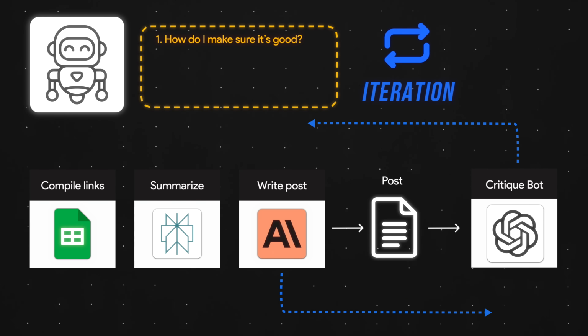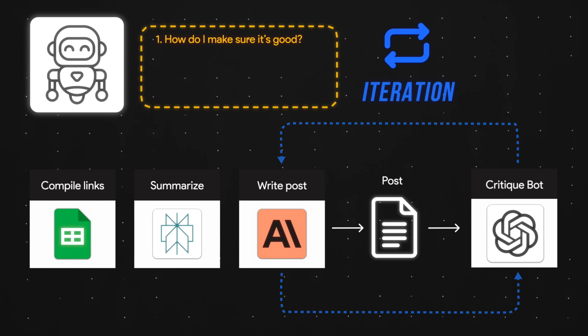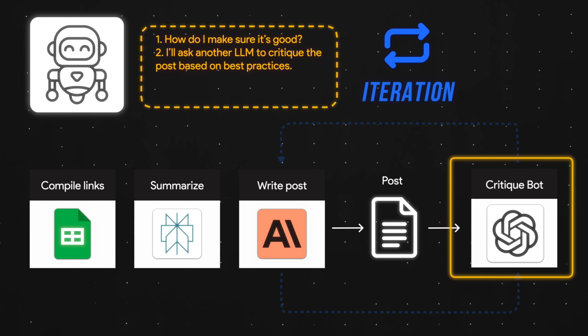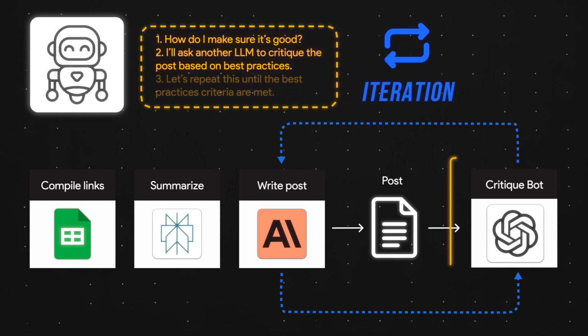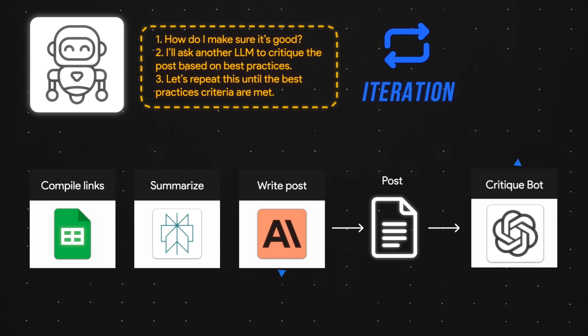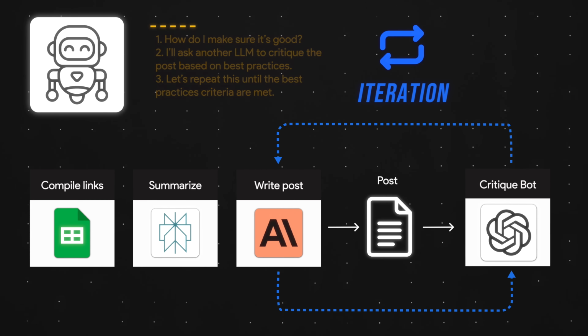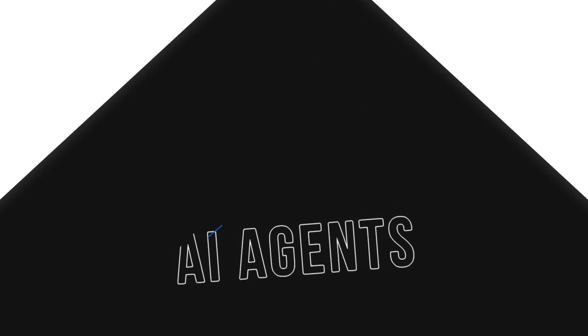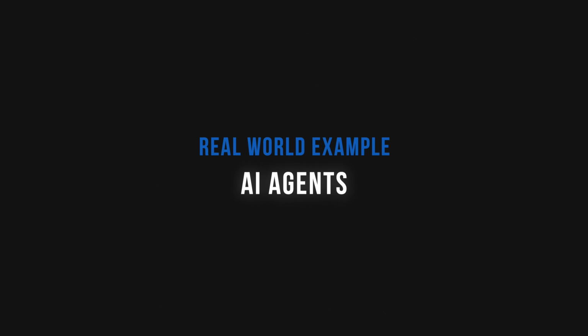Okay, I've drafted V1 of a LinkedIn post. How do I make sure it's good? Oh, I know. I'll add another step where an LLM will critique the post based on LinkedIn best practices. And let's repeat this until the best practices criteria are all met. And after a few cycles of that, we have the final output. That was a hypothetical example. So let's move on to a real-world AI agent example.